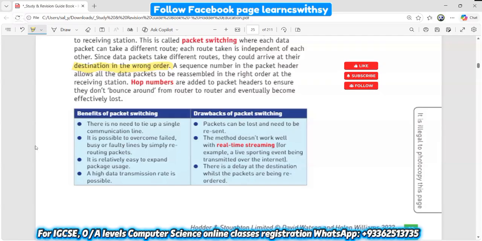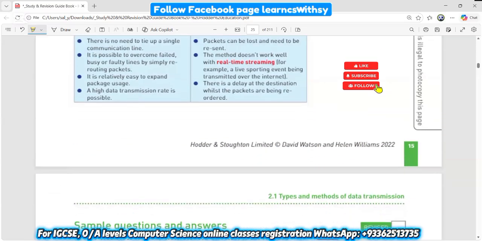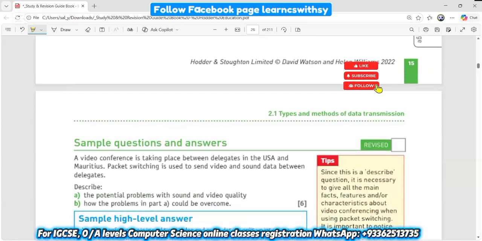There's a delay at the destination while the packets are being reordered. That is just a very clear disadvantage that we can see here, because there will always be a delay at the destination because the packets need time to be reassembled. This is a brief discussion of packets, packet switching, the drawbacks and the benefits.